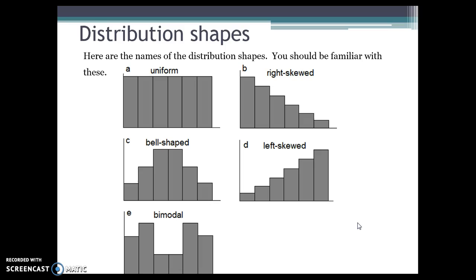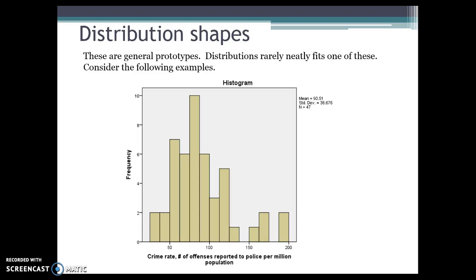You can have more than two peaks, and that would be multimodal. And like I said a minute ago, the peaks don't have to be the same height for that to be the case. So make sure you study these and can identify the names when you see them. So those are the general prototypes. However, when you look at distributions of actual data, they rarely fit one of those exactly. So let's look at some examples.